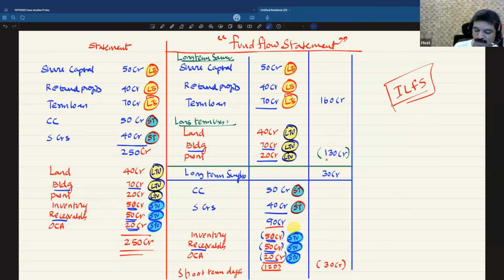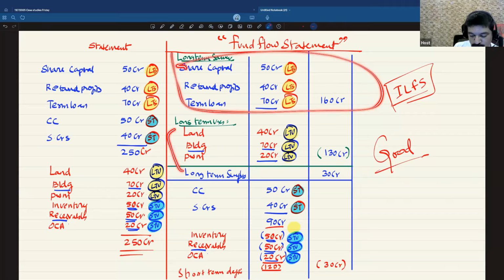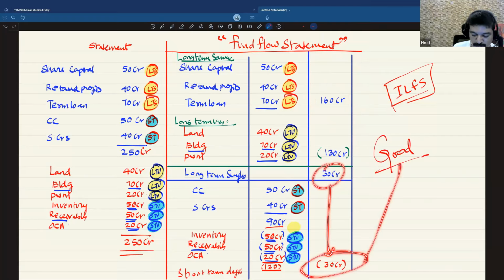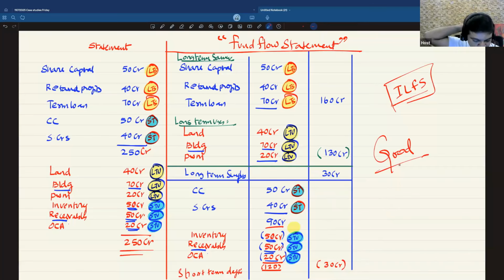See here, you didn't find anything wrong because everything was good. What do I mean by saying everything was good? They brought in 160 crore long-term funds and they've used only 130 crore long-term use. They had a surplus of 30 crore, which is good. And that surplus they have used for supporting their working capital. That is also good. So nothing is wrong here. So this fund flow statement has got nothing to reveal extra.